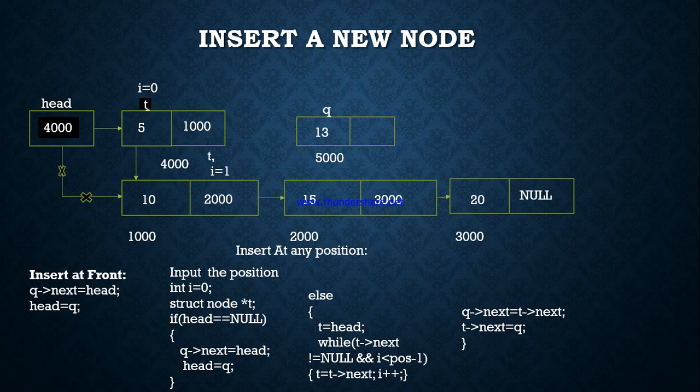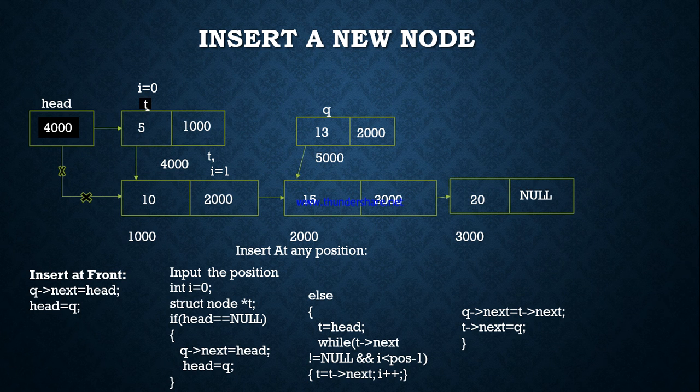So what will we do? Now here this is our T of next, which is 2000. Now this node will point to the node which is created at 2000 location. So this value will be stored here. So Q of next will be T of next. So 2000 will be stored here, and this link will be created.